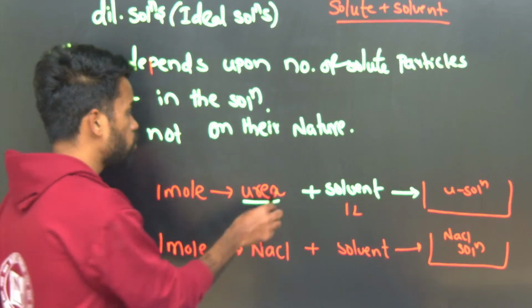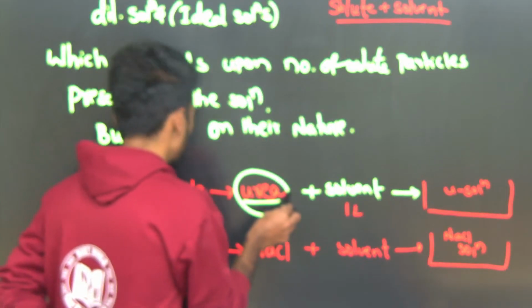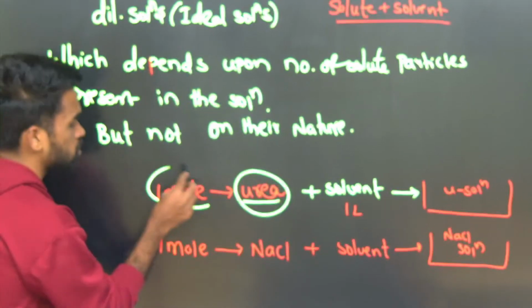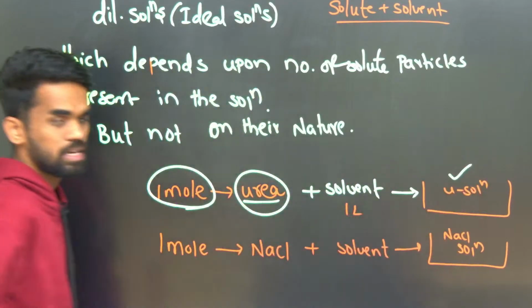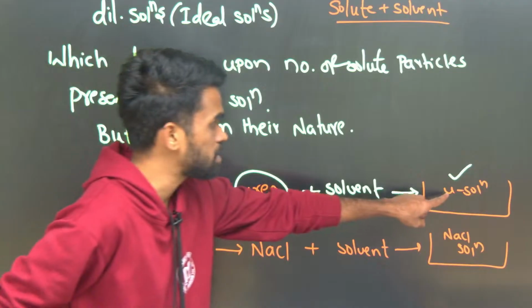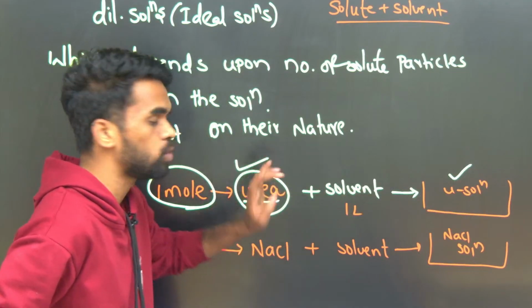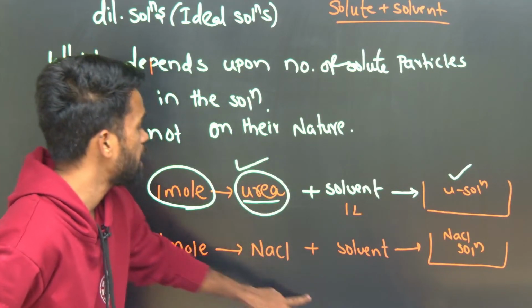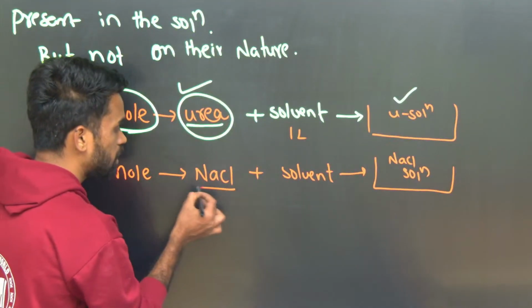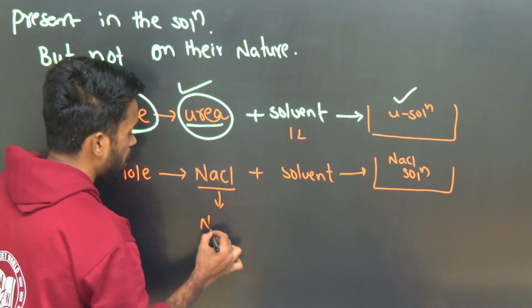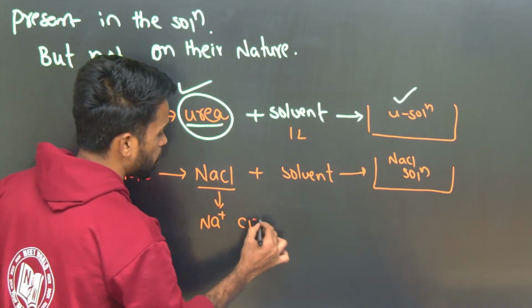Since urea is a non-electrolyte, whatever number of moles of urea we have added, the same number of moles of urea will be present in this solution. It means the number of solute particles in this solution will be 1 mole only. But if I add NaCl, sodium chloride, what happens? It's a strong electrolyte, it dissociates or ionizes into Na plus and Cl minus.